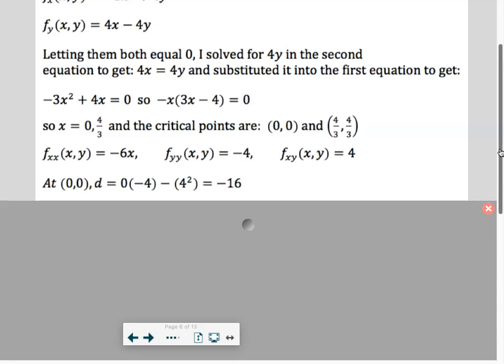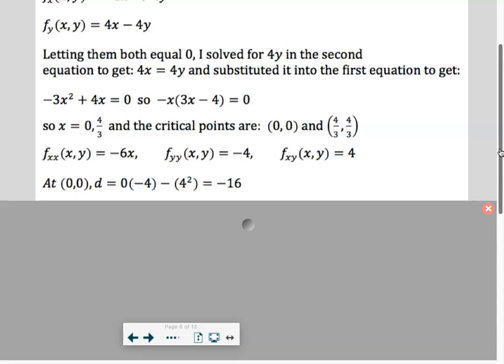What does it matter though? As long as, no matter what, if D is less than 0, it's going to be a saddle point. So at 0, 0, I got a negative D. So what does that mean we have? Saddle point.